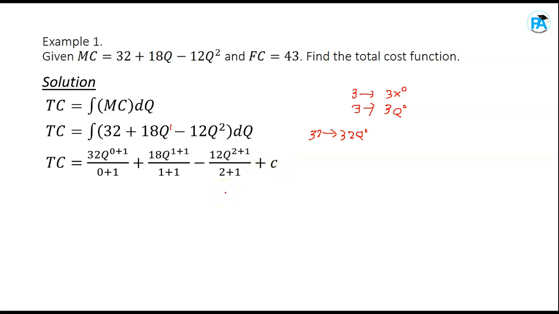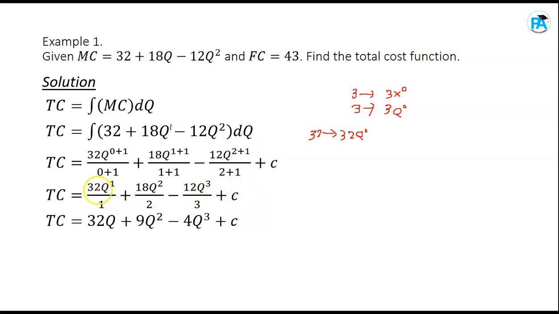So let's proceed. 0 plus 1 gives you 1, so you have the 1 there. Then 1 plus 1 gives you 2. So 18q squared over 2 minus 12q cubed, that's 2 plus 1, over 3 plus c. Then 32q exponent 1 is the same as 32q. Divided by 1, it still remains the same, 32q. A over 1 gives you a. So you have 32q.